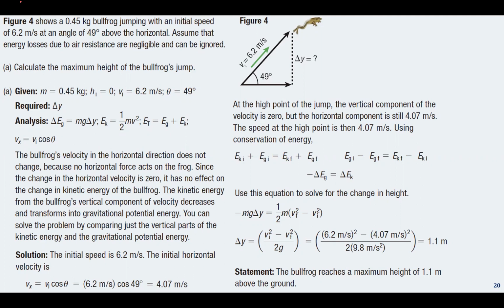Then rearranging this formula, we have EGI minus EGF equals EKF minus EKI, which gives us negative delta EG equals delta EK. Use this equation to solve for the change in height. We have negative mg delta y equals 1/2 m times vf squared minus vi squared. Then delta y is given by vi squared minus vf squared over 2g, which gives us approximately 1.1 meters. So we can make the final statement for question A: the bullfrog reaches a maximum height of 1.1 meters above the ground.